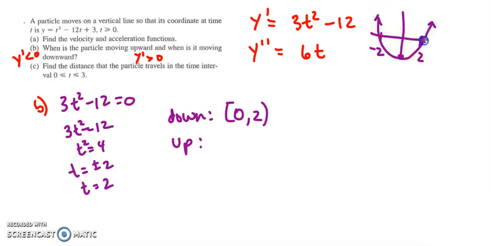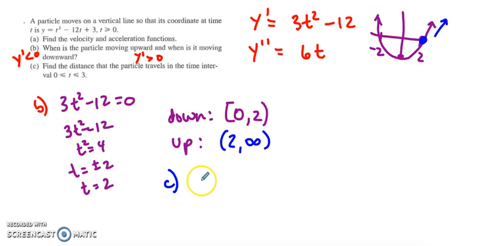We notice at time equals 2, the particle changed direction because the derivative changed signs, and the velocity of the particle is positive after time equals 2. So the particle travels upward from 2 on to infinity, because that is where y prime is greater than 0. And then part C: find the distance that the particle travels from 0 to 3.